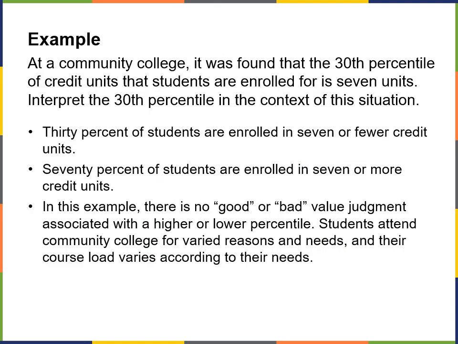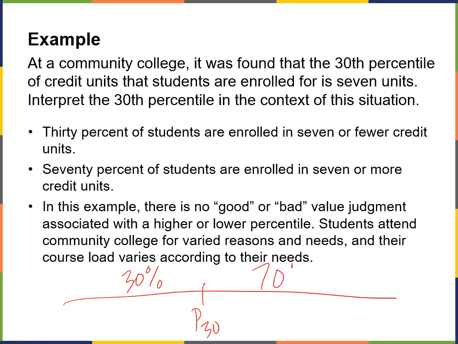Okay, one more example. At a community college, it was found that the 30th percentile of credit units that students are enrolled in is 7 units. So here's P30, the 30th percentile. 30% are less than that, 70% are greater than that, and this is talking about 7 credits. So 30% of students have less than 7 credits in a given semester as their total number of credits, and 70% of students had more than 7 credits in a given semester.